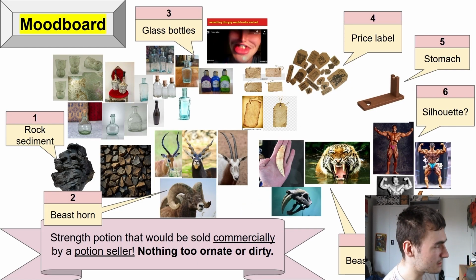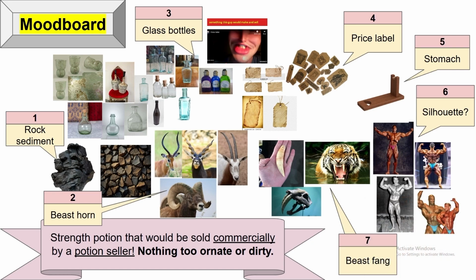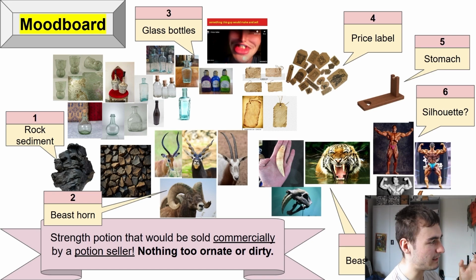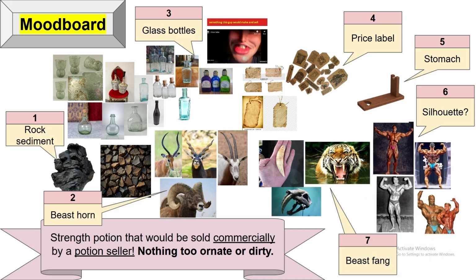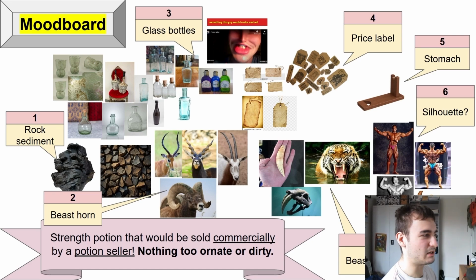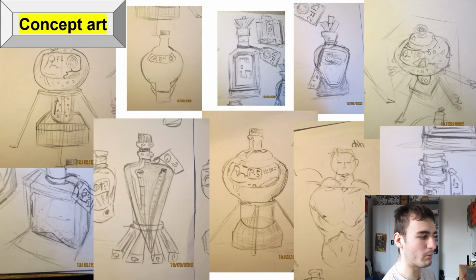Research side of things, I created a mood board, fixed ideas such as glass bowls, labels, wood. It also includes some more abstract ideas and features such as some rock sediments, beast horns, beast teeth, bodybuilder. Abstract ideas which I can use in my concept art, hopefully.